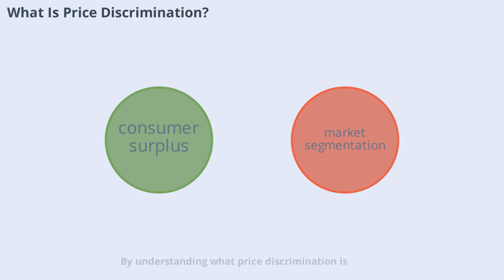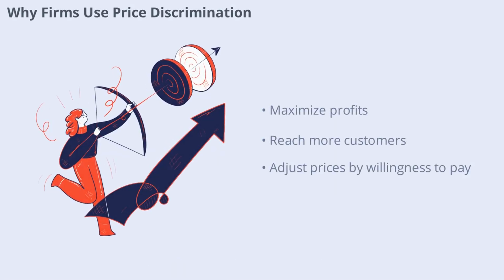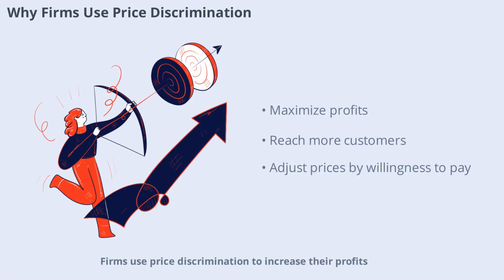By understanding what price discrimination is, we can better recognize it in our daily lives and see how it shapes the market. Firms use price discrimination to increase their profits. By charging higher prices to those willing to pay more and lower prices to those who are more price-sensitive, companies can sell more units and capture more value from the market.